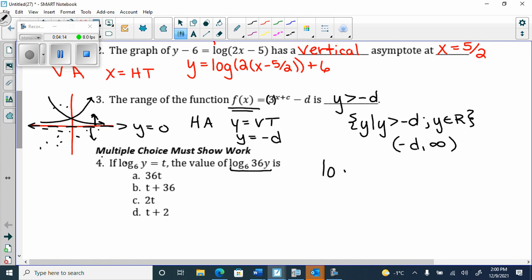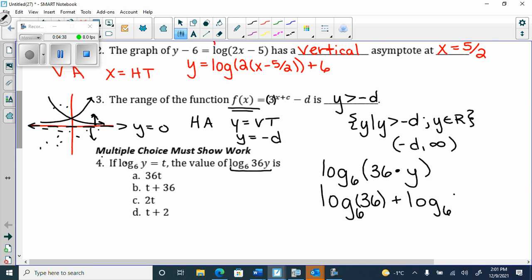They gave me log base 6. And then I have two things multiplied, so I make a point of showing that. I put a dot in there to prove that there's actually a multiplication. When I have a multiplication, what can I do? Split them up by addition. So I can get log base 6 of 36 plus, anything beside log put in brackets, log base 6 of y. What is log base 6 of 36? 6 to what exponent is 36? 2. Plus, what's log base 6 of y? t. So it's 2 plus t.